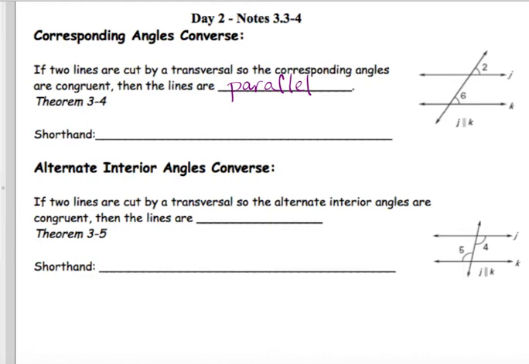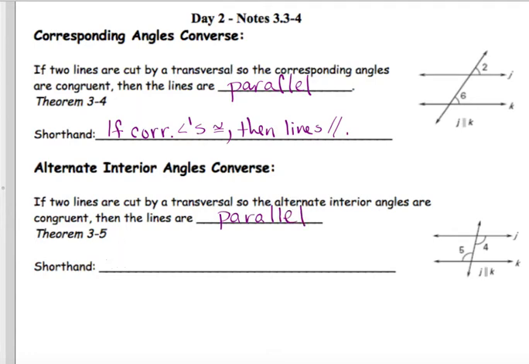The shorthand for this is if corresponding angles congruent, then the lines are parallel. The alternate interior converse, pretty similar. If two lines are cut by a transversal so that alternate interior angles are congruent, then the lines are parallel again.